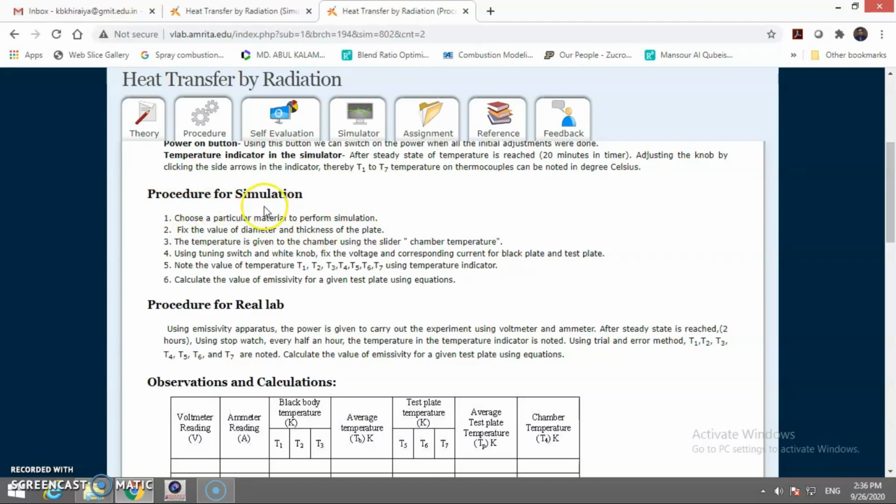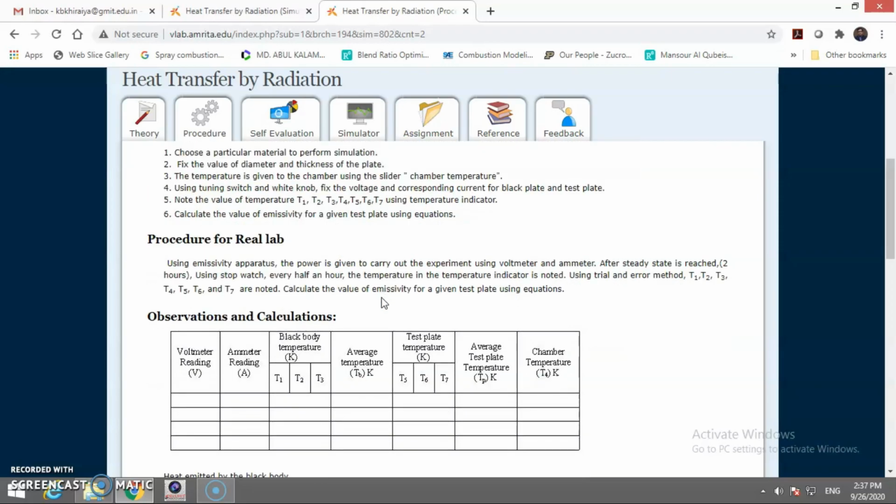Procedure for the simulations. First, choose the particular material, fix the value of diameter and thickness, then set the temperature of the chamber. Fourth, using the tuning switch and the white knob, fix the voltage and corresponding current for the black plate as well as the test plate. Fifth, note down the various values of the temperature from T1 to T7 using the temperature indicator. Sixth, calculate the value of emissivity for the given test plate.